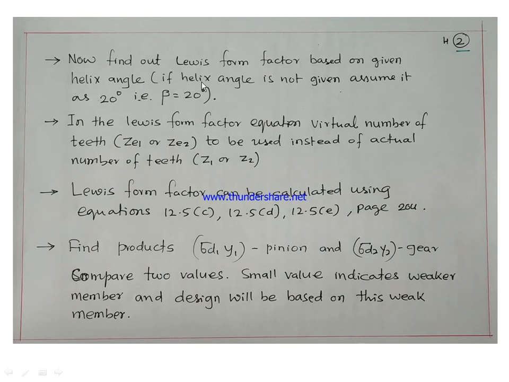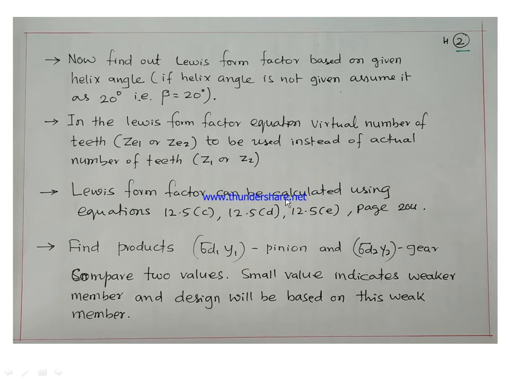Then find out the Lewis form factor based on the given helix angle. If the helix angle is not given, assume it to be 20 degrees, that is beta equal to 20 degrees. In the Lewis form factor equation, the virtual number of teeth ZE1 or ZE2 is to be used instead of the actual number of teeth, that is Z1 or Z2. So this care has to be taken.